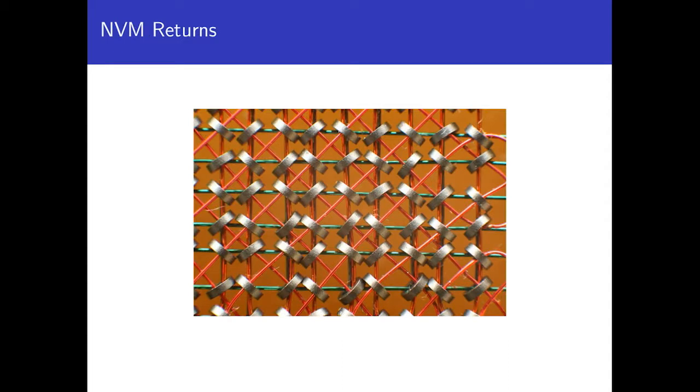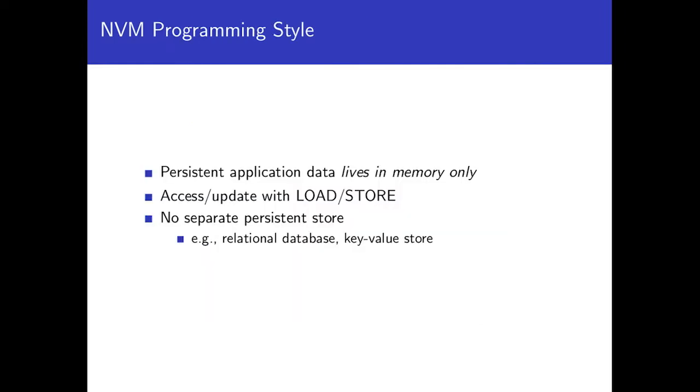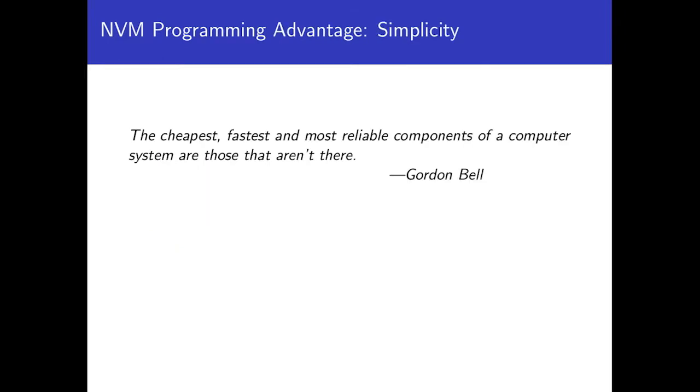Okay, so we're here to celebrate the return of non-volatile memory hardware after 40 or 50 years without it. And this is really exciting. Why? Because non-volatile memory naturally invites a style of programming in which applications leave their data in memory only, and they manipulate data with CPU instructions like loads and stores. There's no external separate persistent store off to the side like a relational database or a key value store.